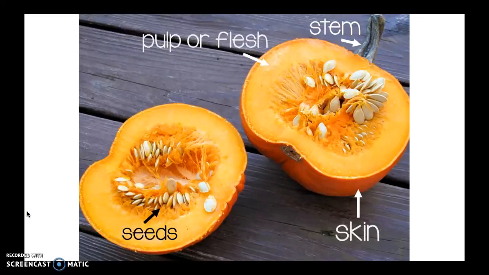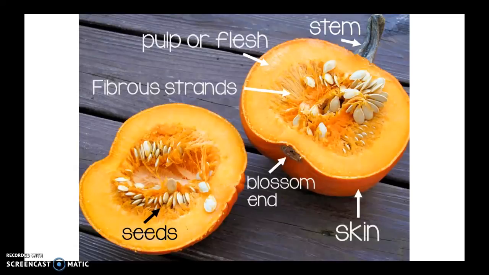The next part is the pulp, or you can call it the flesh. Remember, an apple also had pulp. That was the part of the apple that we ate. We wouldn't eat this part of the pumpkin yet, but we could use it to bake something with the pumpkin. Here's the flesh or the pulp that goes all the way around. Next are the fibrous strands, and these are these long stringy things inside the pumpkin. They're very slimy if you touch them.